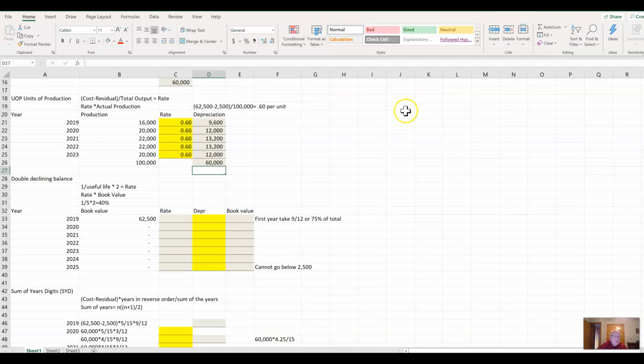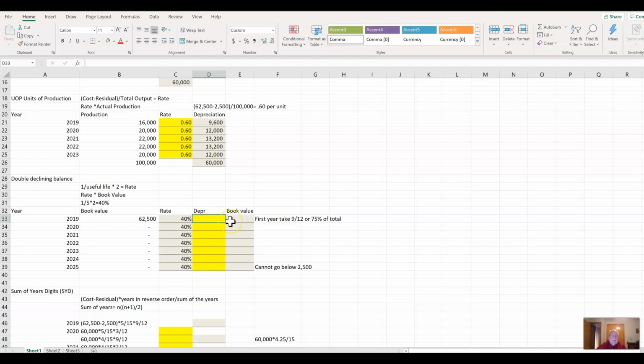Now, double declining balance. It's 1 over useful life. We're taking it times 2 because it's double. If it's 1.5 times the rate, you take that times 1.5. But that gives us our rate, and then we take the rate times the book value. So for our purposes, 1 over 5 is 20% times 2, which is 40%. So our rate will be 40%, and that's consistent all the way down.